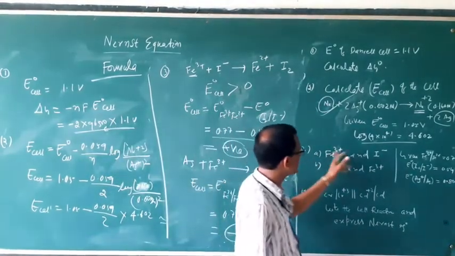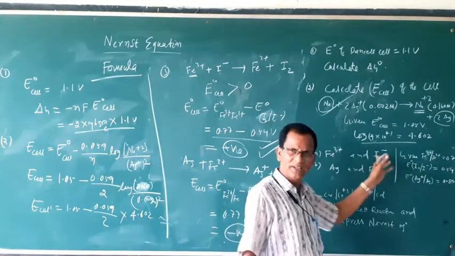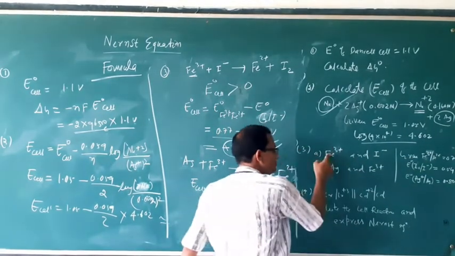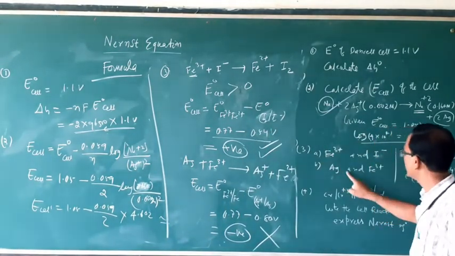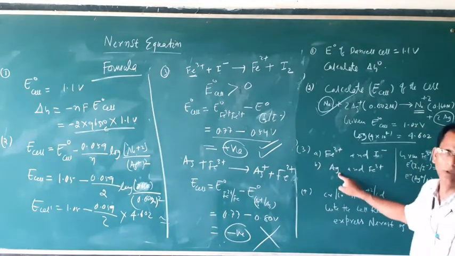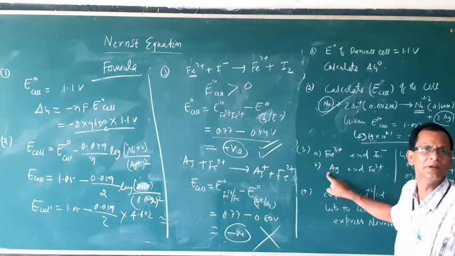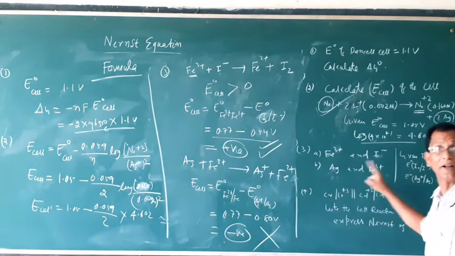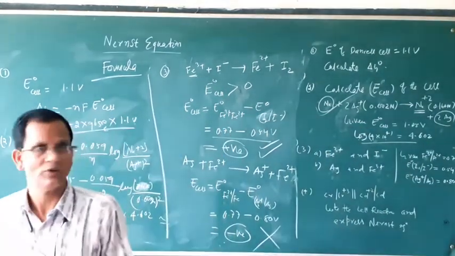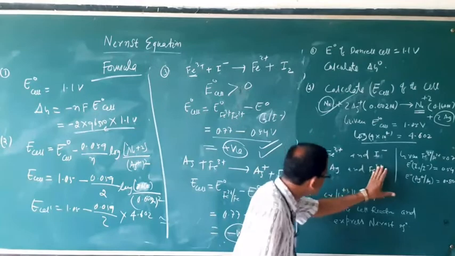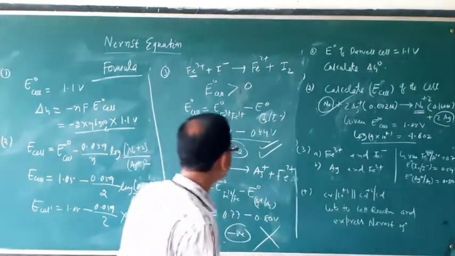Here Fe3 plus and I minus: as per the question, Fe3 plus will be Fe2 plus and I minus will be I2. So here it is reducing, it is oxidizing. So this value minus this value. In the second case Ag and Fe3 plus, Ag will be Ag plus. It is oxidized and it is reduced. So this value minus this value. Not always first value minus second value. It depends upon which is getting reduced. Here it is reduced, so this value minus this value. You have to check whether positive or negative.